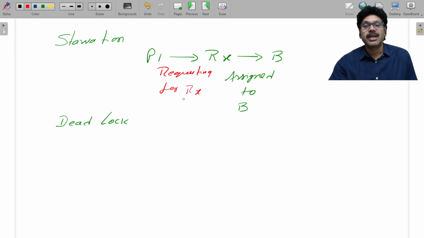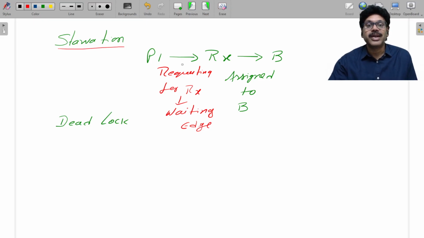In this case, P1's request edge becomes a waiting edge. What does that mean? As soon as B completes its execution, Rx will be deallocated, and then Rx can be given to P1. But I don't know when I'm going to get the chance. That means P1 is not aware of when Rx will be released by B. That concept is known as starvation.